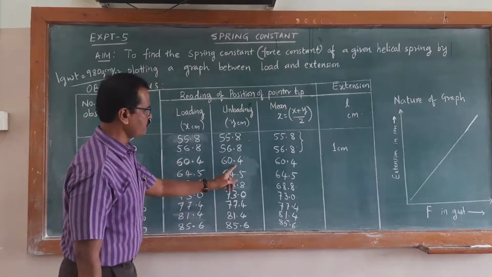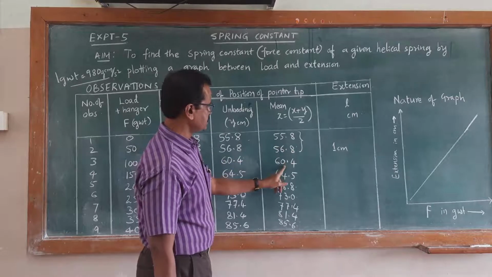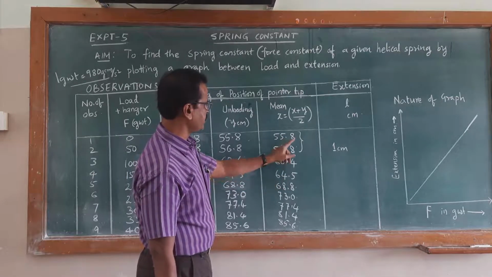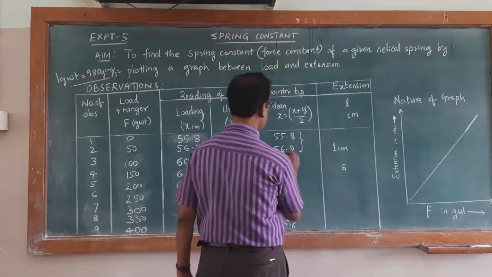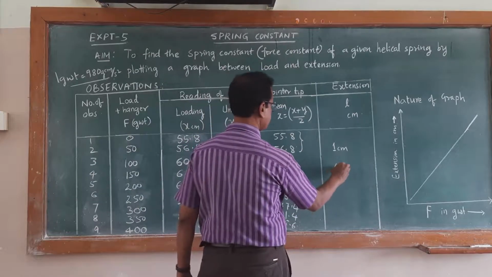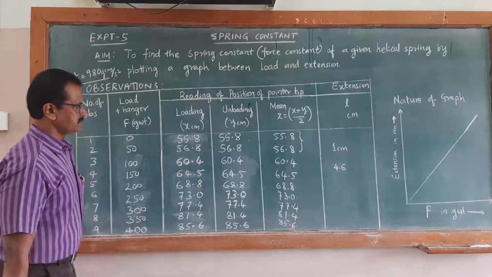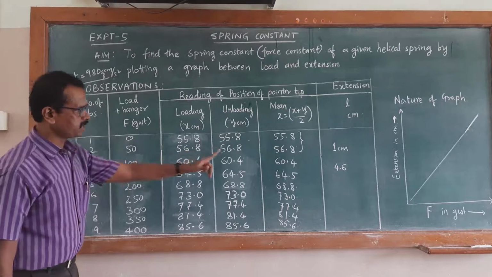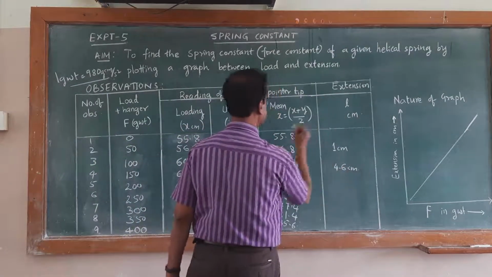Now for 100 gram weight, 60.4 minus the initial reading. 60.4 minus 55.8. So 14 minus 8, it becomes 6. Carry 1. 10 minus 6 is 4. So it becomes 4.6. Right? So as we increase the load, extension also increased. That is evident.